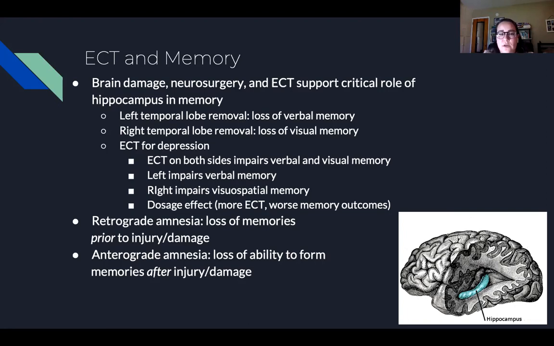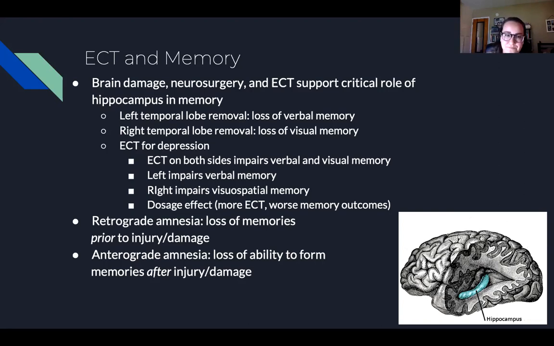And similarly to the surgical removal of the temporal lobe, getting ECT on the left side of the brain hurts your verbal memory. Getting it on the right side hurts your visual spatial memory. And the thing with ECT is that it does have this dose dependence, which means that the more that you undergo ECT, the worse that your memory tends to get. So it's not necessarily the case that, if somebody has ECT once, suddenly they can't remember anything. It does take quite a bit of time.